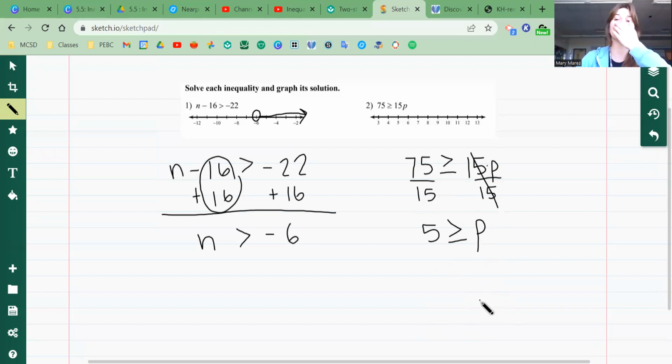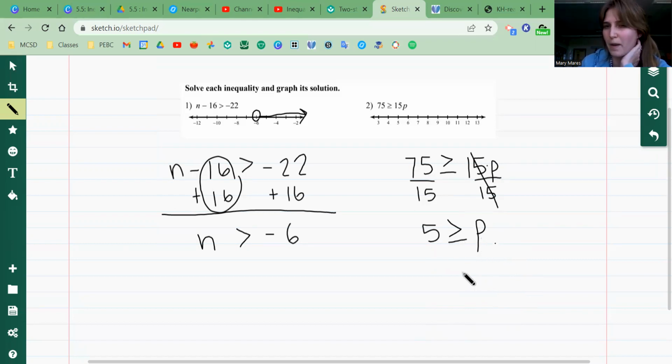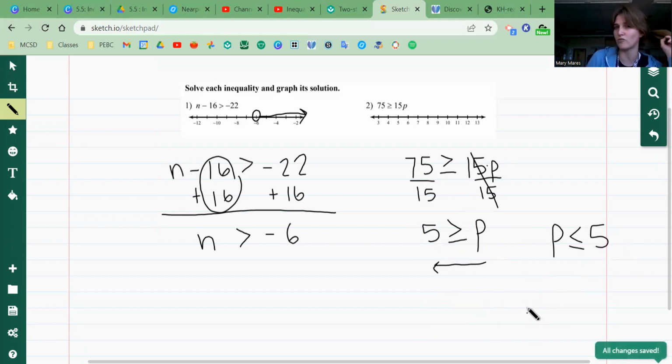Now, I like to flip my inequalities around so that the variable always comes first. That's not always necessary, but I find it easier to graph when it's that way. So I'm going to rewrite this inequality so that the p comes first. And I do that just by writing it backwards, right? So I start with p, and then I have to think about it like I'm looking at it backwards. So instead of greater than, it's going to be less than 5. So p is less than or equal to 5.